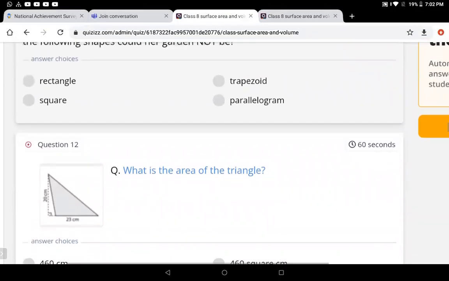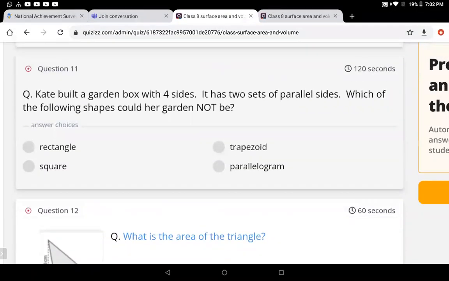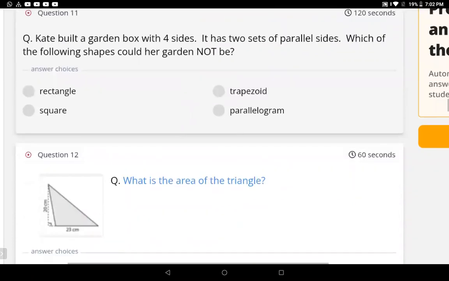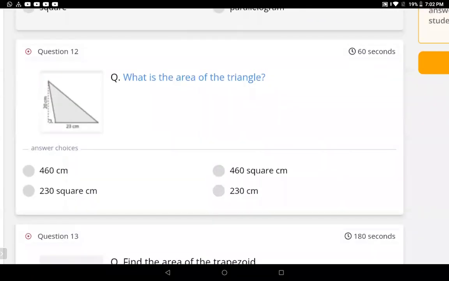By seeing the question only, you can see, children, it has 2 sets of parallel sides. Which of the following could her garden not be? Yes, Sahu? Ma'am, in the next question, only the shaded part area, we need to find out the entire part.